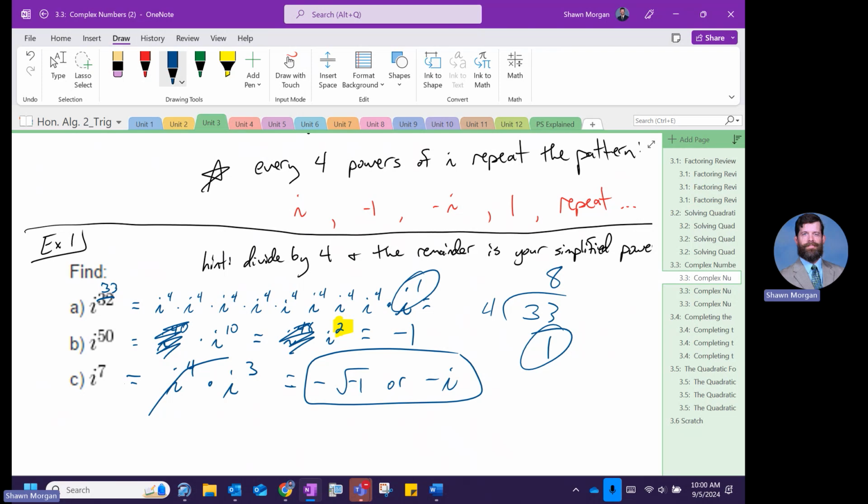So where's the i to the 7th? Say that again. Where do we get i to the 7th? This is just an example. But I'm saying, where would it come from? Oh, in application? Yeah. Ooh, okay. So would that be like negative 7?